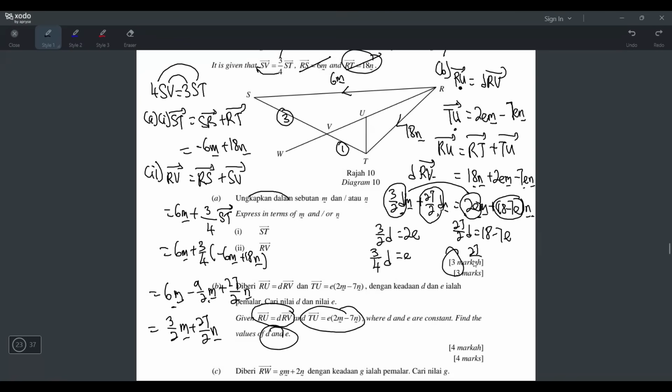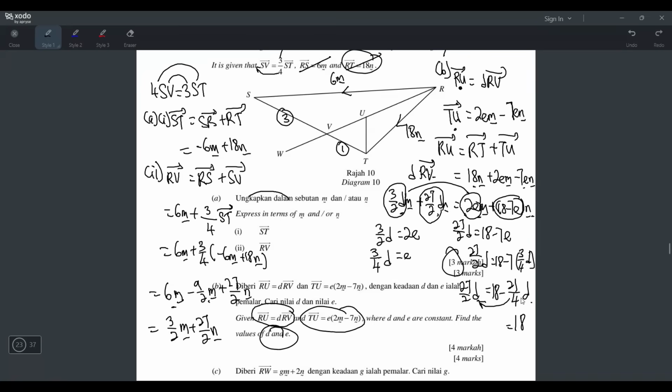So now it becomes 27 over 2D equals 18 minus 7E. So my E is 3 over 4D. Okay. What is 7 times 3 over 4? So you get 18 minus 7 times 3 is 21 over 4D. And then on this side is 27 over 2D. Okay, now I will press calculator. The 18 I will leave it like this. The minus 21 over 4 I move jadi plus. And then D dengan D boleh tambah kan? D dengan D memang boleh buat.